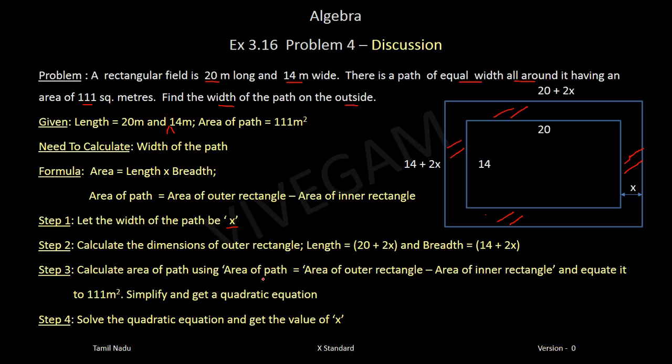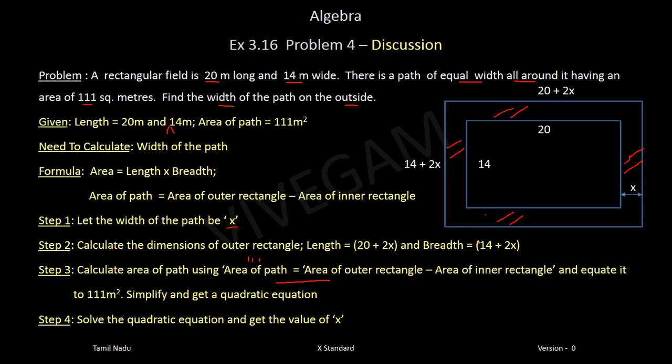Okay, so you'll get a quadratic equation. Now solve that quadratic equation and get the value of x. Am I right? So this step will give you a quadratic equation. What is the area of the path? That is 111. And what is the area of the outer rectangle?